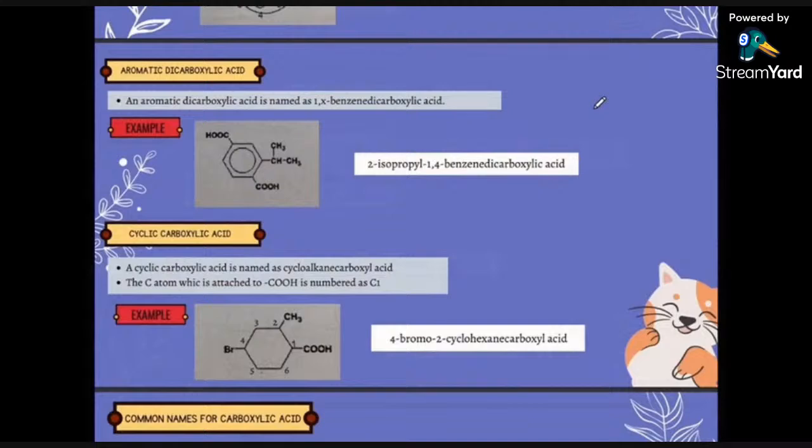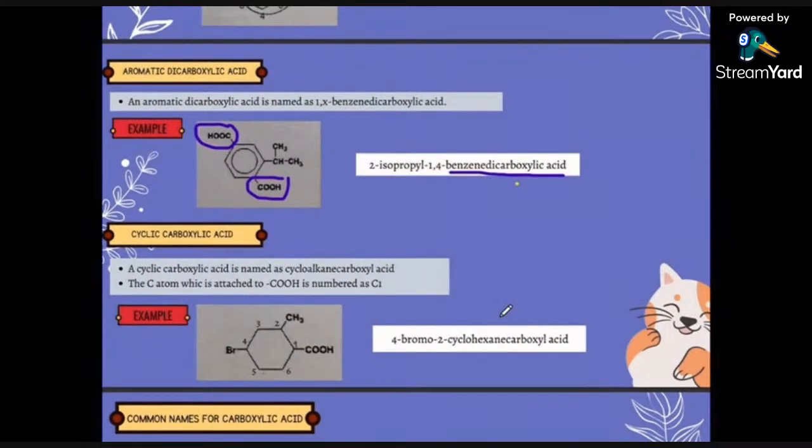For this compound, an aromatic dicarboxylic acid is named as 1,2 benzene dicarboxylic acid. Contohnya di sini, jika terdapat dua kumpulan berfungsi yang bercantum pada benzene ring, automatik nama di belakang bagi compound ini akan menjadi benzene dicarboxylic acid.